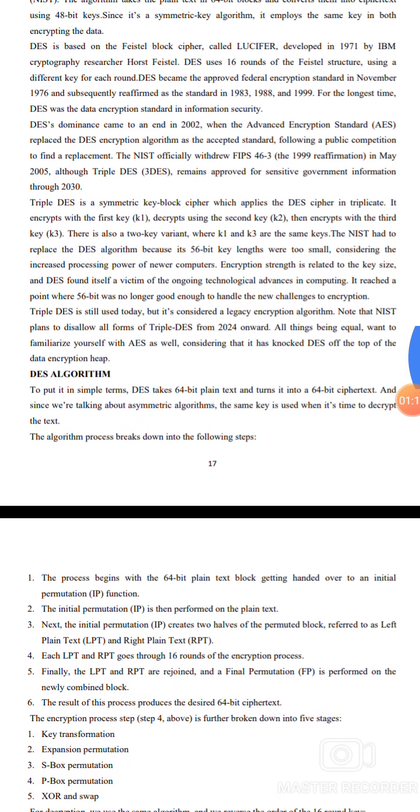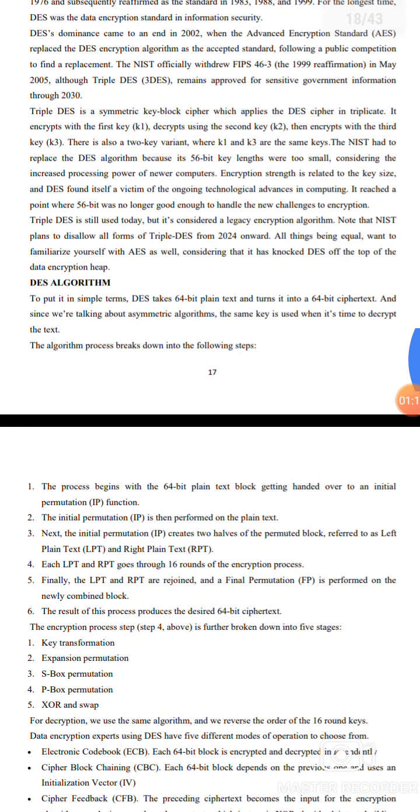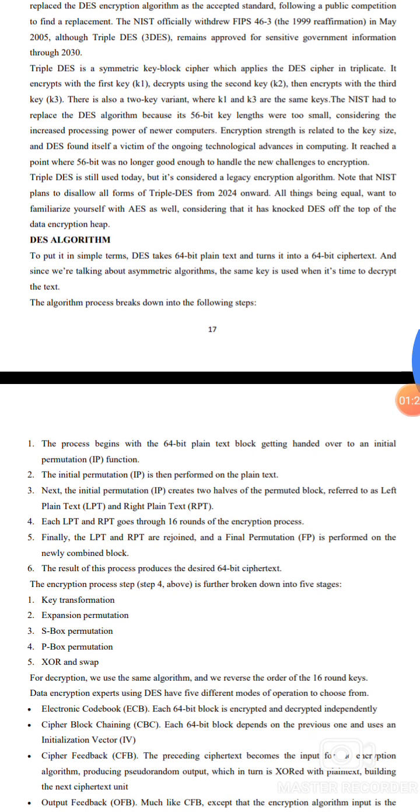For the longest time, DES was used as the data encryption standard in information security. Triple DES is a symmetric block cipher which applies the DES cipher in triplicate. It encrypts with the first key, decrypts with the second key, and encrypts with the third key. In the two-key variant, keys K1 and K3 use the same key.